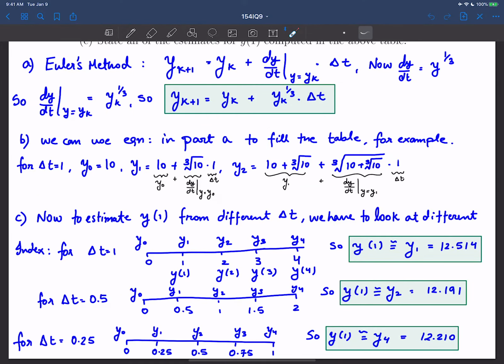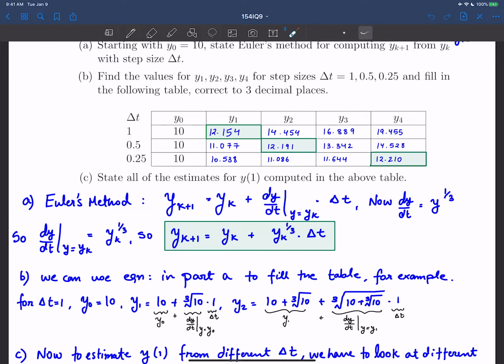Now, the C part is asking you, state all the estimates of y of 1 computed in the above table. So what's happening here in the first table, in the first estimate with delta t equals 1 step, right? We're estimating y of 1 here. This is the row where we estimated y of 1. But when you're using a step of 0.5, you're starting at 0, you're going to go to 0.5, and then you're going to end up at 1. So y of 1 in a 0.5 step is going to be estimated on the second step. And that's y2, right?